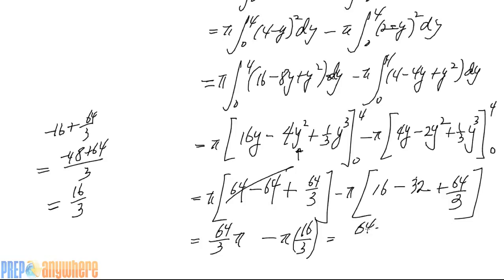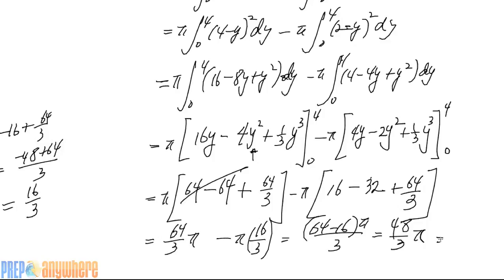So we have 64 minus 16 pi over 3. So you get 48 over 3 pi, which is reducible. This is 16, right? 16 pi exactly.